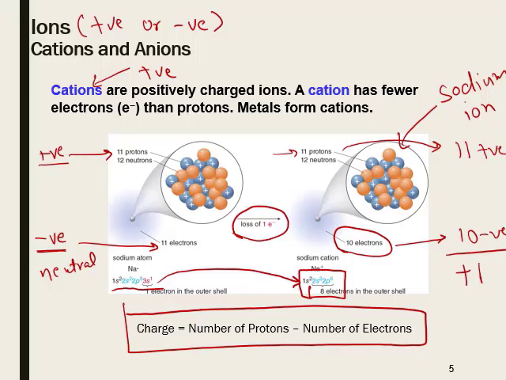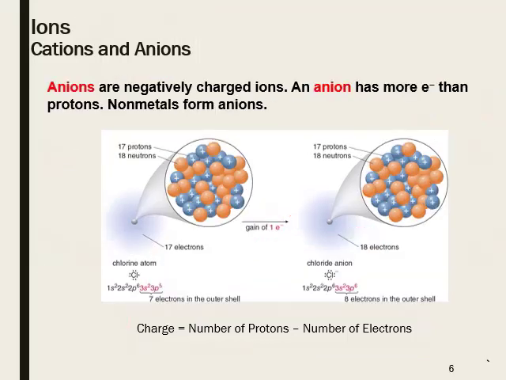Now in this particular case, sodium metal lost 1 electron because that would give it stability. Other metals may lose 2 or more electrons in order to be stable. If a metal loses 2 electrons, then the charge on that metal ion will be 2 positive. If a metal loses 3 electrons, then the charge will be 3 positive. Nonmetals, on the other hand, would like to gain electrons to achieve stability.